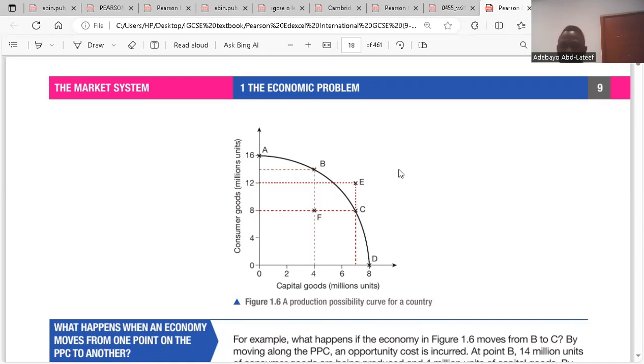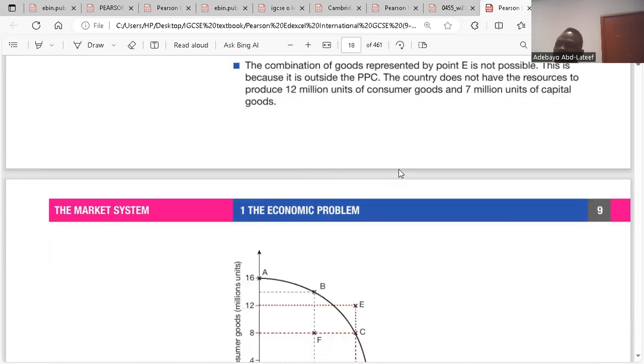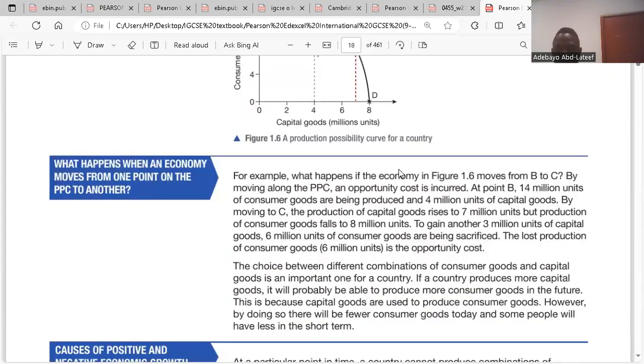Do you understand? So at point E, it does not have any resources that it can use in producing at point E. Is it clear? Is the graph clear now? So they said, what happens when an economy moves from one point to another on the PPC? Movement along the PPC curve means that there is always what? An opportunity cost. Is it clear?